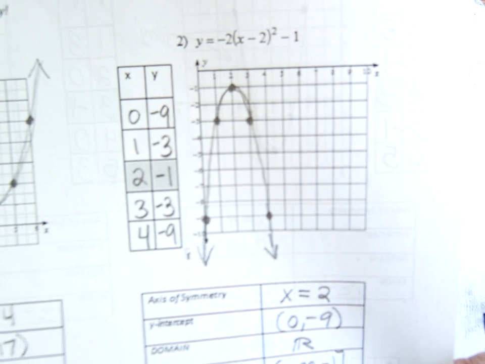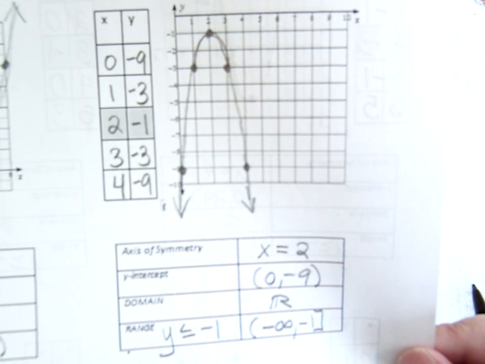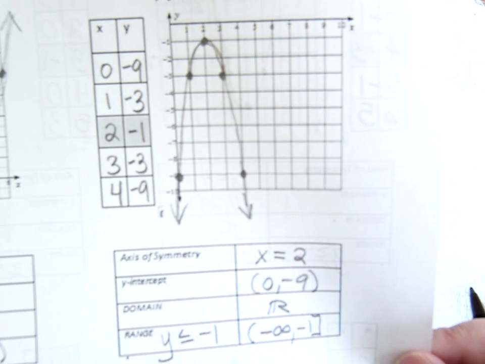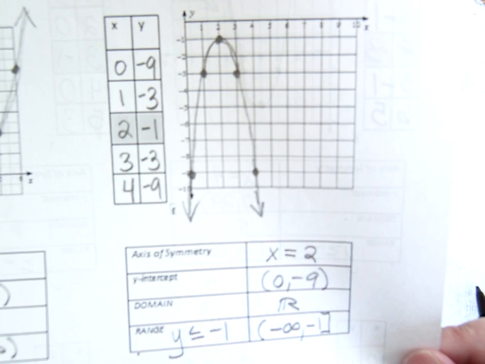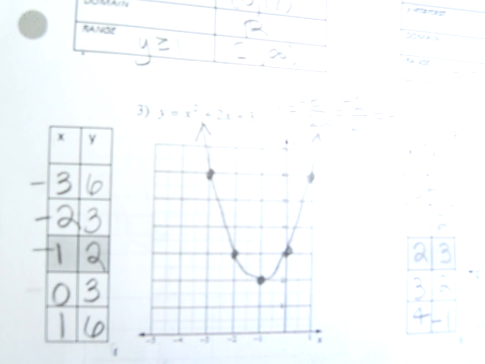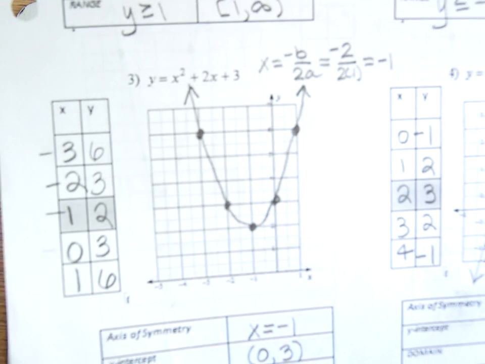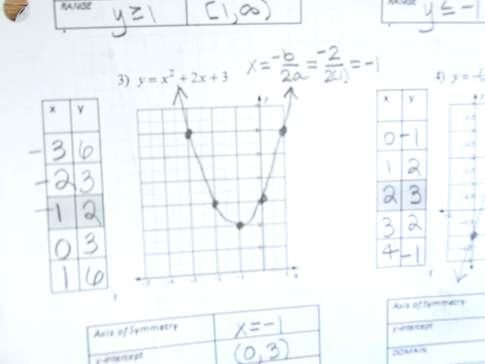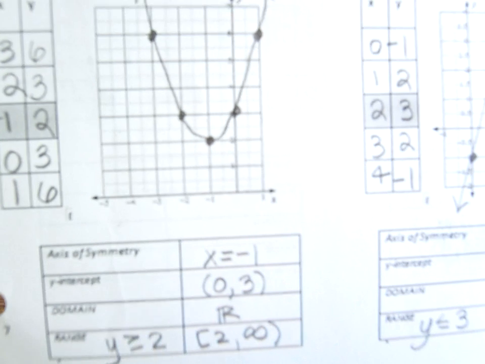Number 2, here's your table of values and your graph. Axis of symmetry, x equals 2, y-intercept is (0, -9), domain is all real numbers, and range is y is less than or equal to -1. Remember to find the y-intercept, you're plugging in a 0 for x. Here's number 3. On this one, you actually had to find the vertex, so we had to use -b over 2a because it wasn't in vertex form. So here's what you should have for your answers there.